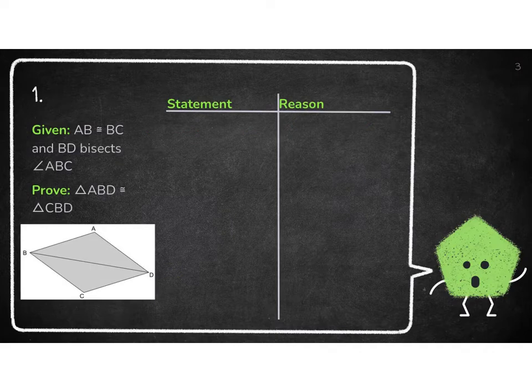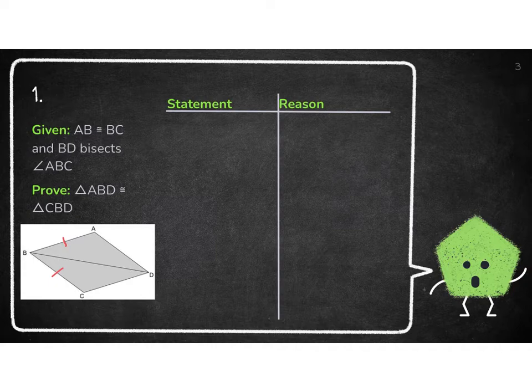So we are given that AB is congruent to BC and BD bisects angle ABC. We need to prove that triangle ABD is congruent to triangle CBD. So first, let's look at our given. We are going to mark in our picture here that AB is congruent to BC. So I'm going to find AB, this, and I know that that's congruent to BC because that's given.